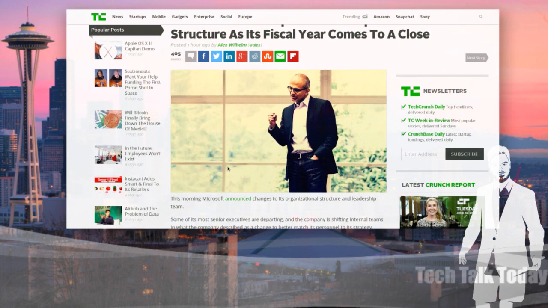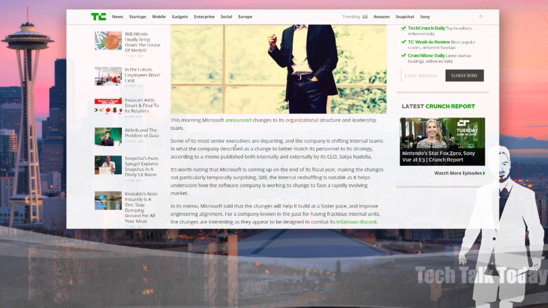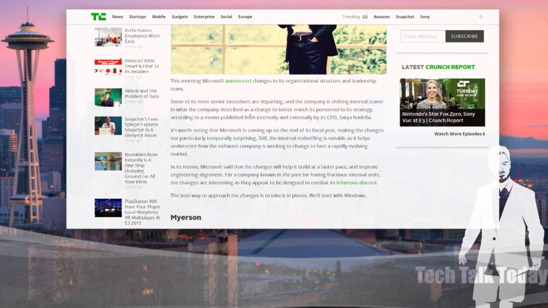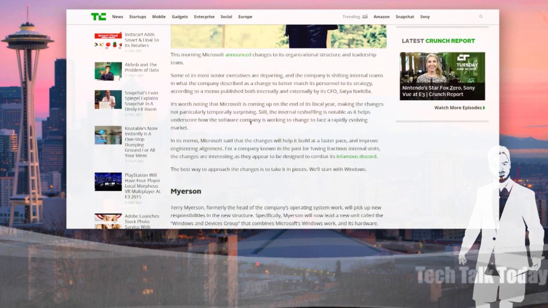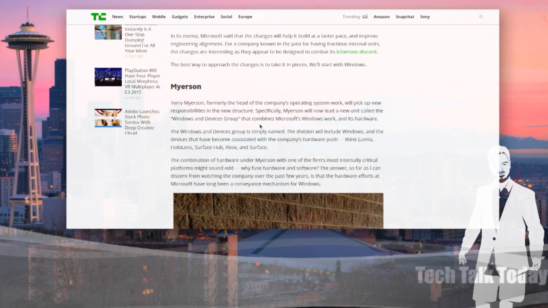Well, today, Microsoft announced changes to its organizational structure and its leadership team. Stephen Elop is out at Microsoft, and they're restructuring their phone and Windows divisions into one more cohesive unit. Terry Myerson, formerly head of the company's operating systems work, will now pick up the new responsibilities of the new structure. Myerson will also lead a new unit called Windows and Devices Group, which combines Microsoft Windows and its hardware. The Windows and Devices Group is simply named. The division will include Windows and the devices that have become associated with the company's hardware push, like Lumia, HoloLens, Surface Hub, Xbox, and Surface.